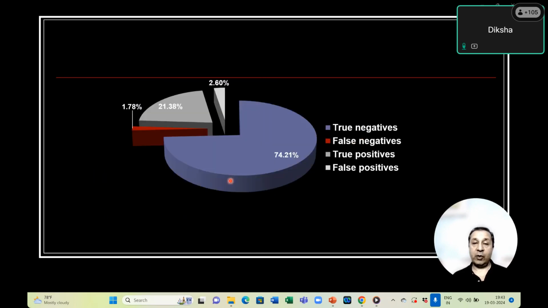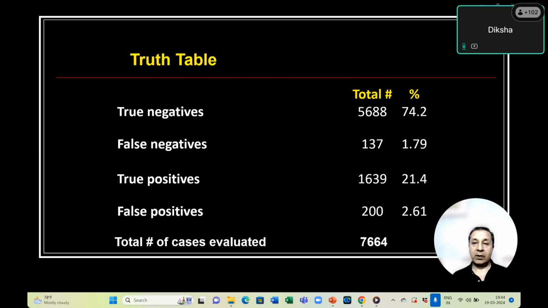When we look at the false negatives, we don't want to miss any case; they should be less than 2%. In fact, globally, most labs have it somewhere around less than 5%. But fortunately for us, it was 1.78%. So this is how the entire activity is done for defining your slide review rules, identifying them, and eventually validating them in your own laboratory. So this was the data.